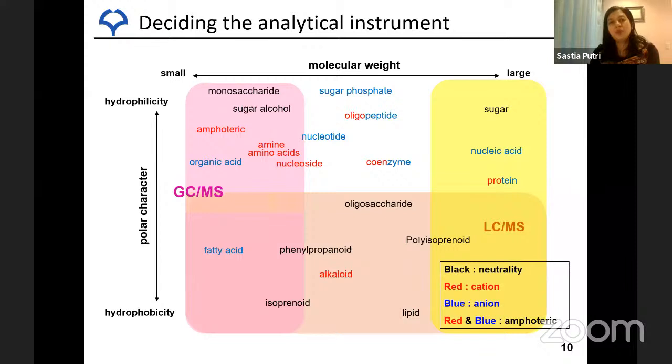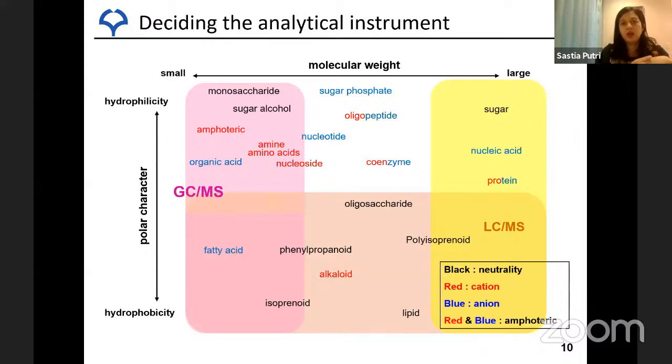So to decide the appropriate analytical method, this is a diagram where you could measure many different types of metabolites. Usually we consider the size of molecular weight, whether it's a small metabolite or a large metabolite. Usually the primary metabolites tend to have a small molecular weight, whereas the secondary metabolites tend to have a larger skeleton and therefore larger size. And we also consider the polarity of these metabolites. So this is a diagram where GCMS is very good for small hydrophilic metabolites mostly.